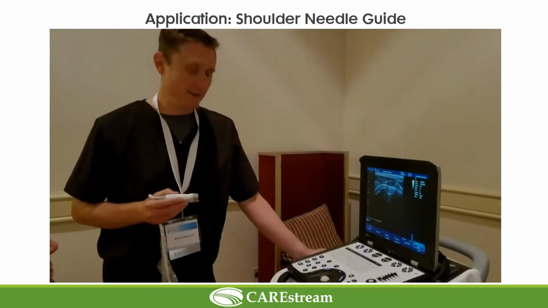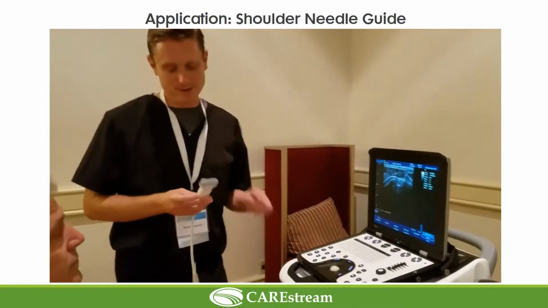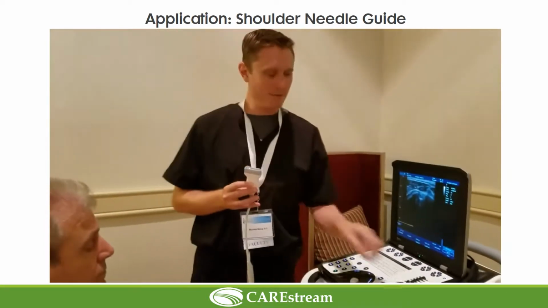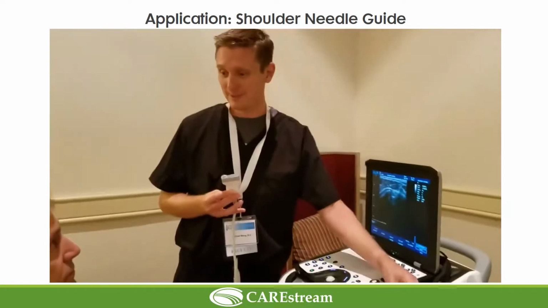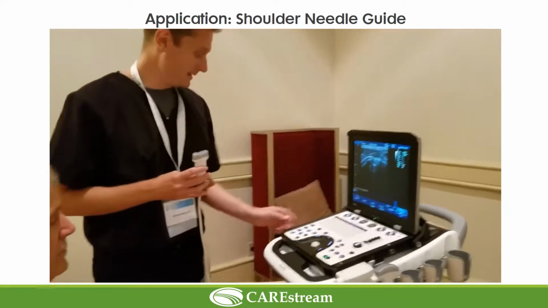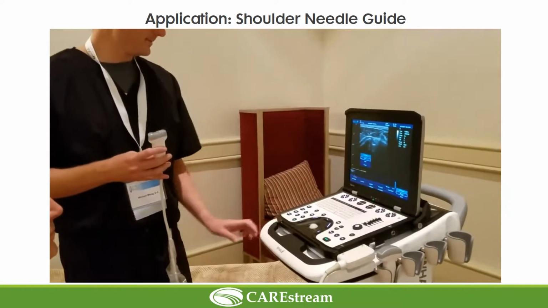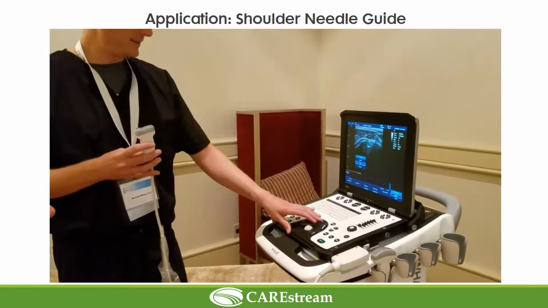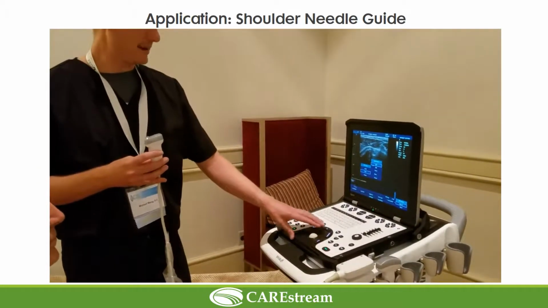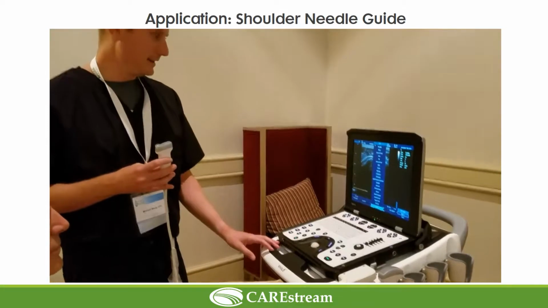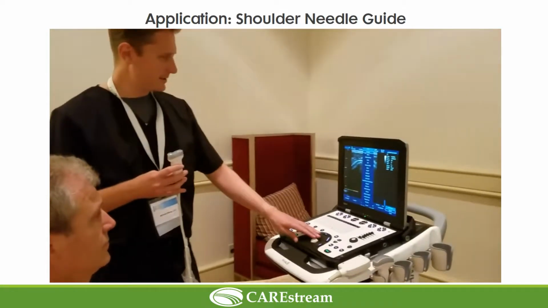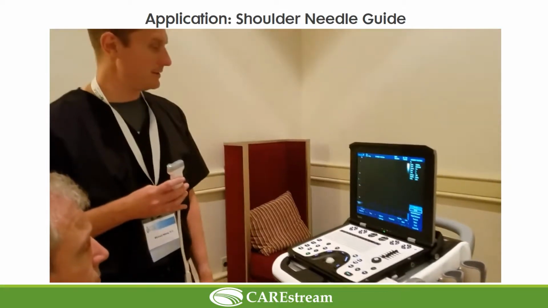So to do the joint injection, rather than using the linear probe, which we were scanning with, I would rather use the curvilinear probe. So let's go ahead and change that. I'm going to press the application feature, and I'm going to go to the 2C5 probe, which is our curvilinear, and we're going to come up with different joints here to choose as well. I'll choose the shoulder under the curvilinear function.